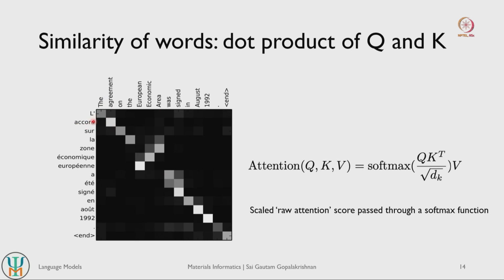For example, accord in French refers to agreement, so you see that agreement and accord have a high degree of association. Zone économique européenne refers to the European economic area, so you see that this region has a high degree of association. Then août refers to August, which is why you have a high degree of association, and 1992 refers to 1992, so those two again have a high degree of association. The whiter blocks indicate which words are similar or highly associated between your input and your target, your translated version.